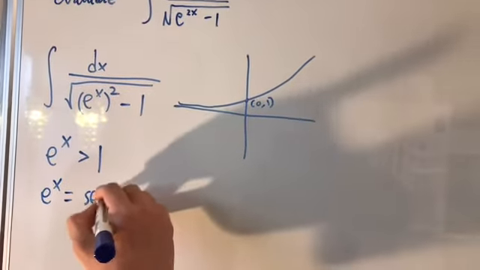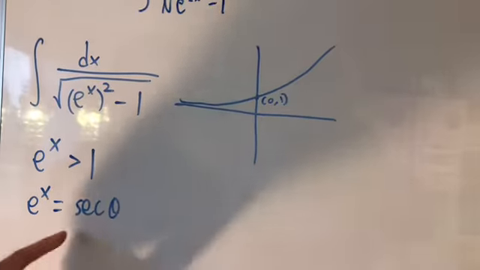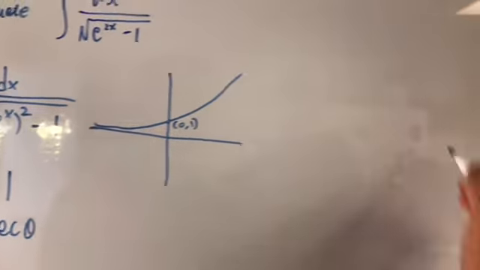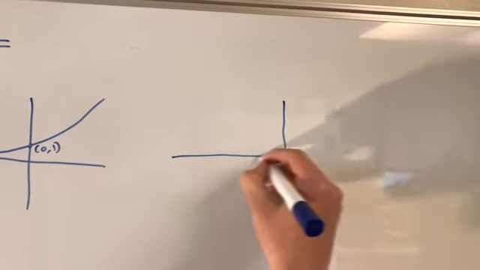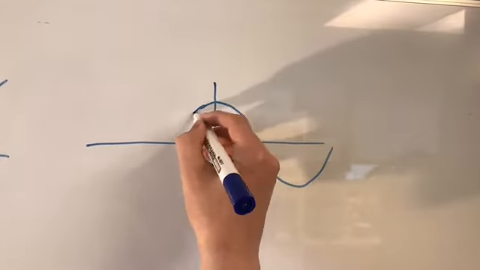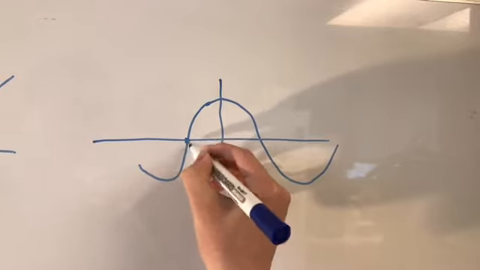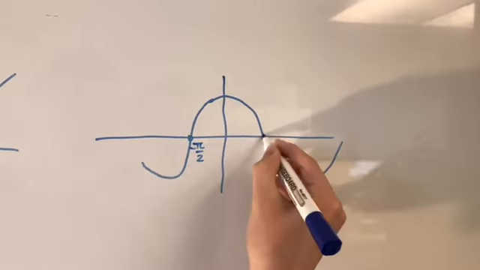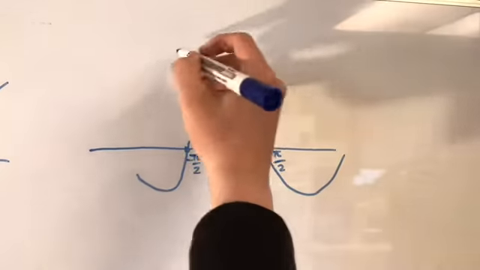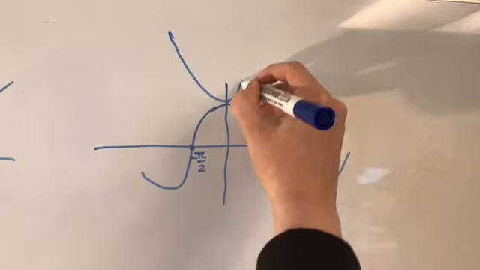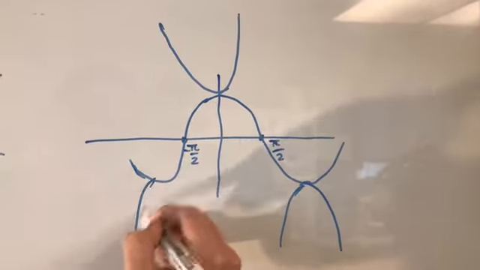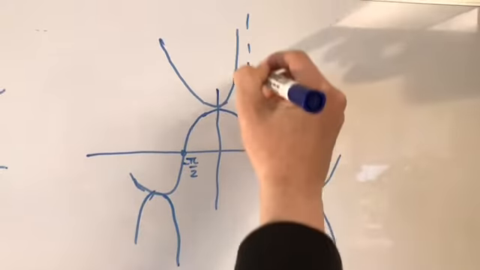e^x equals secant theta. Well, secant is a very dangerous substitution, and here's why. Let's draw secant. Well, let's draw cosine first. Cosine looks like this. And this point is negative pi over 2, and this is pi over 2. Secant is just 1 over cosine, so it looks something like this. Here are vertical asymptotes.